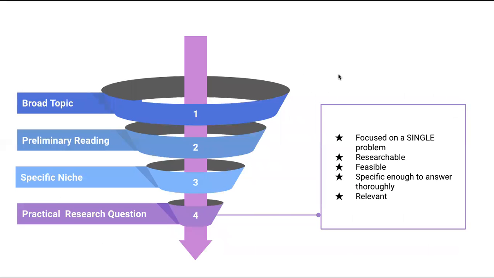So I really liked this general idea and funnel where you have this broad topic when you're thinking about your research program. Then you go into some preliminary reading and figuring out what's out there in the literature. And then you keep narrowing down to find a specific niche of the field that has less research in it, or there's a new nuanced way to look at those pieces.